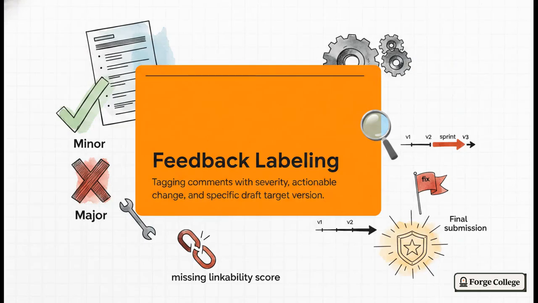And when they hand that report back to you, it needs to use feedback item labeling. That means tagging review comments with a specific severity level, either a major or minor. It has to include a perfectly actionable change, and it needs to target a specific draft version. So, if a major item fails, like say you completely forgot the linkability score for the combined demo, that gets flagged as a major error for an immediate fix sprint before you even think about hitting submit.